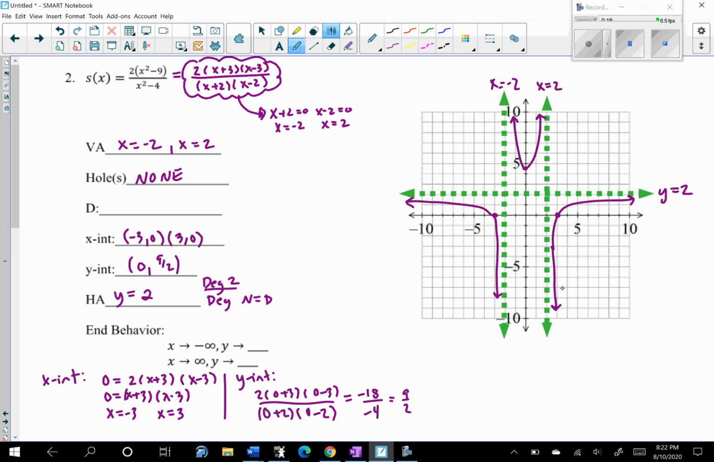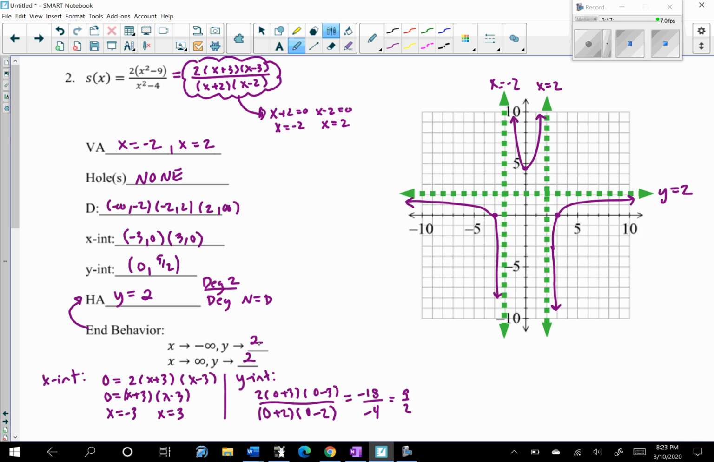So your domain for this would be all real numbers except for, of course, your vertical asymptote. So negative infinity to negative 2, union negative 2 to 2, union 2 to infinity. And of course, you want to include the union symbol, you can. I won't mark off if you don't. And your end behavior, of course, follows your horizontal asymptote. So as x gets large in the positive direction, you're following 2, and same thing in the negative direction. So 2 and 2 here.